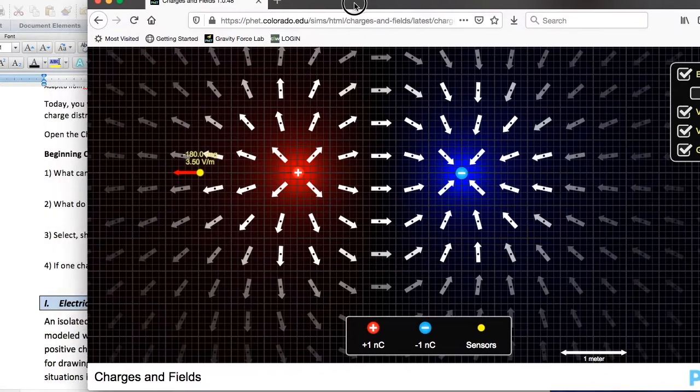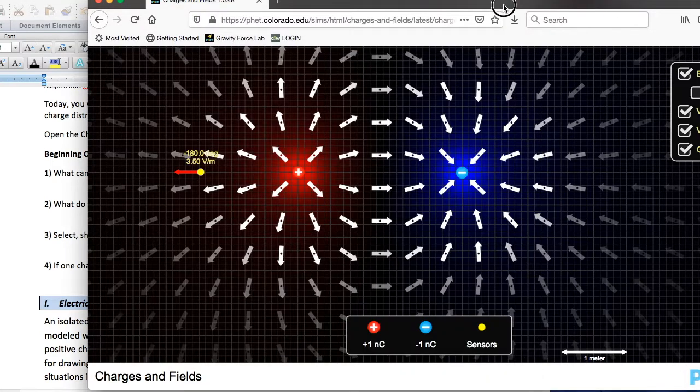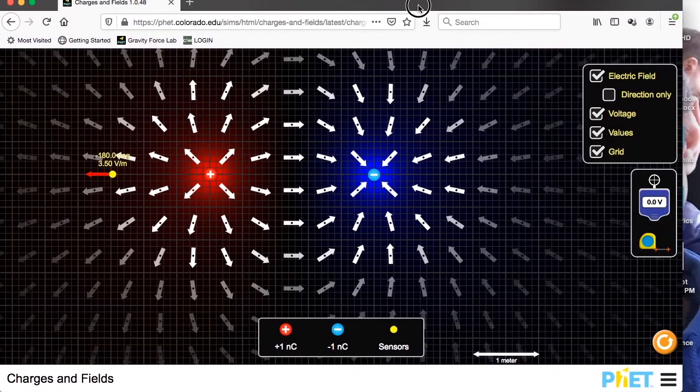Okay, so we answered 2 things so far, right? What can we change about the simulation? What does the sensor show? Select show E field. What does the color of the arrow represent? Oh, I kind of gave that one away, didn't I? Well, remember the E field is strongest as you get closer to the charge, and these are brighter. They're more clear. They kind of fade out as you get farther away. See the arrow out here is much dimmer. It's much more translucent.